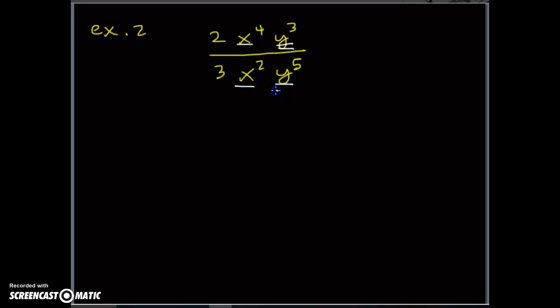Example number 2. I'm going to identify the number of bases. I've got a base of x and I've got a base of y. Here's my x, here's my y. Step number 2 is to identify the higher of the two. 4 is higher than 2, and 5 is higher than 3. So now I can rewrite it for step 3 in the location of the higher exponent.